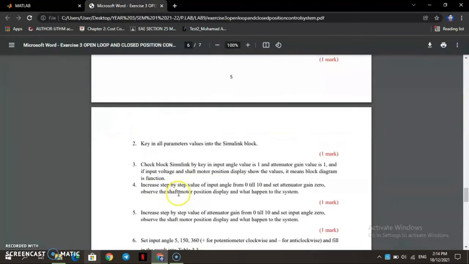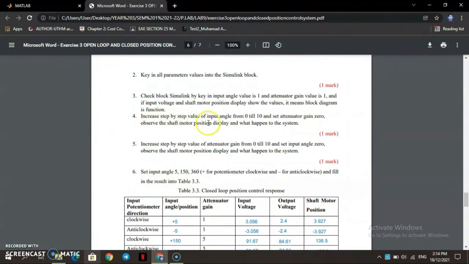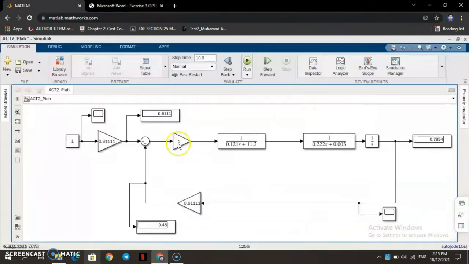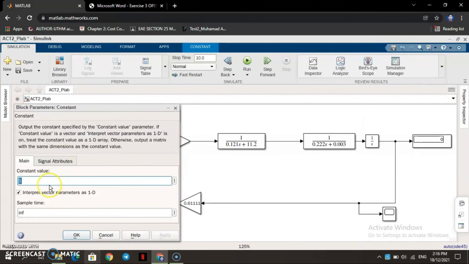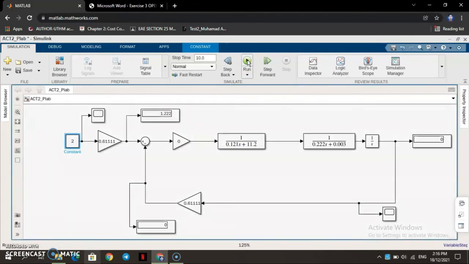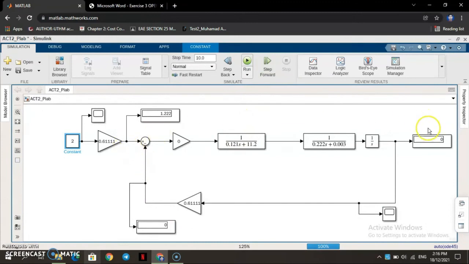So therefore we move to step number 4, which is to increase, step by step, the value of input angle from 0 till 10 and set the attenuator gain to 0. So now we set the attenuator gain from 1 to 0. Okay, so now the attenuator gain is 0 and the input angle value is 1. Now we run the simulation to check the output angle and the system. Basically the output angle shows the 0 value. So now we change the value of 1 to 2 to check the system. We run the simulation again. Okay, so basically the system shows that the output angle is 0.